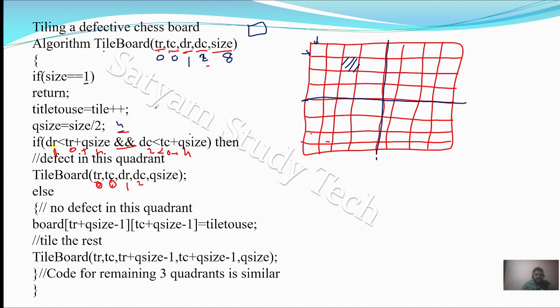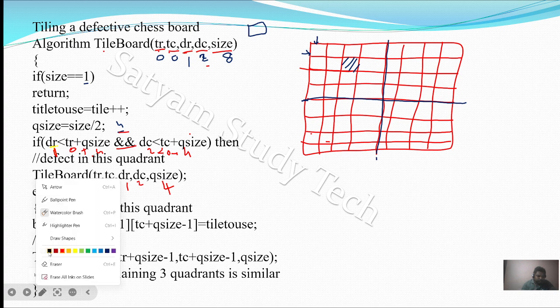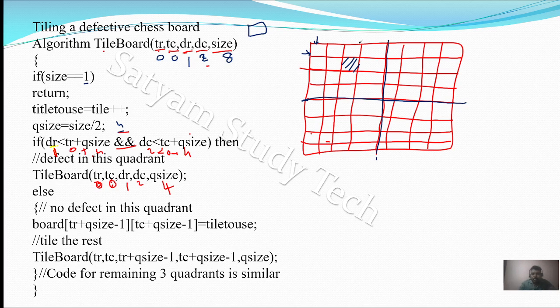Now the Q size, initially the size is 8, now the size is 4, so you pass the 4. Again you can apply the same thing. Here already the defective one is there, so the entire problem is divided into 4. So here it is 4. Now again 4 by 2, that is 2. So the entire problem is divided into 2.